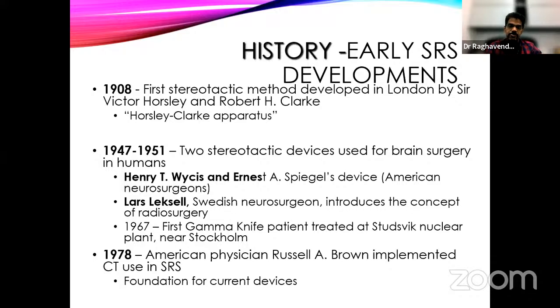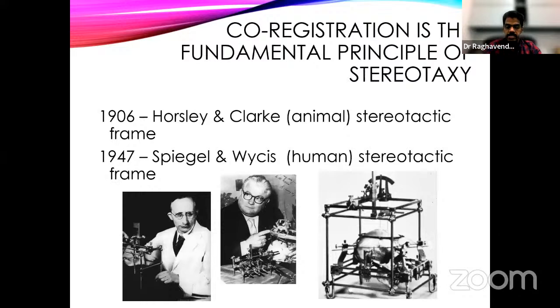That's the interest here for a neurosurgeon. In 1967, the first gamma knife patient was treated at Studsvik nuclear plant near Stockholm. And coming back to the linear accelerator based one, in 1978 Russell used the CT in SRS, and accordingly the linear accelerator came into the picture with stereotactic work. These are the pictures of some of them.